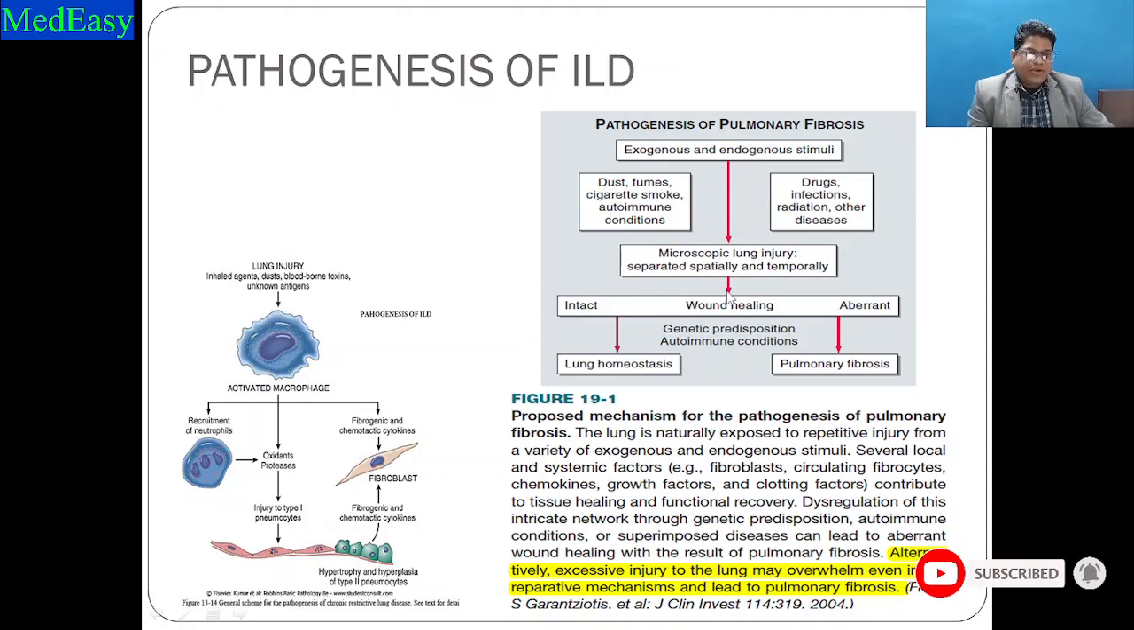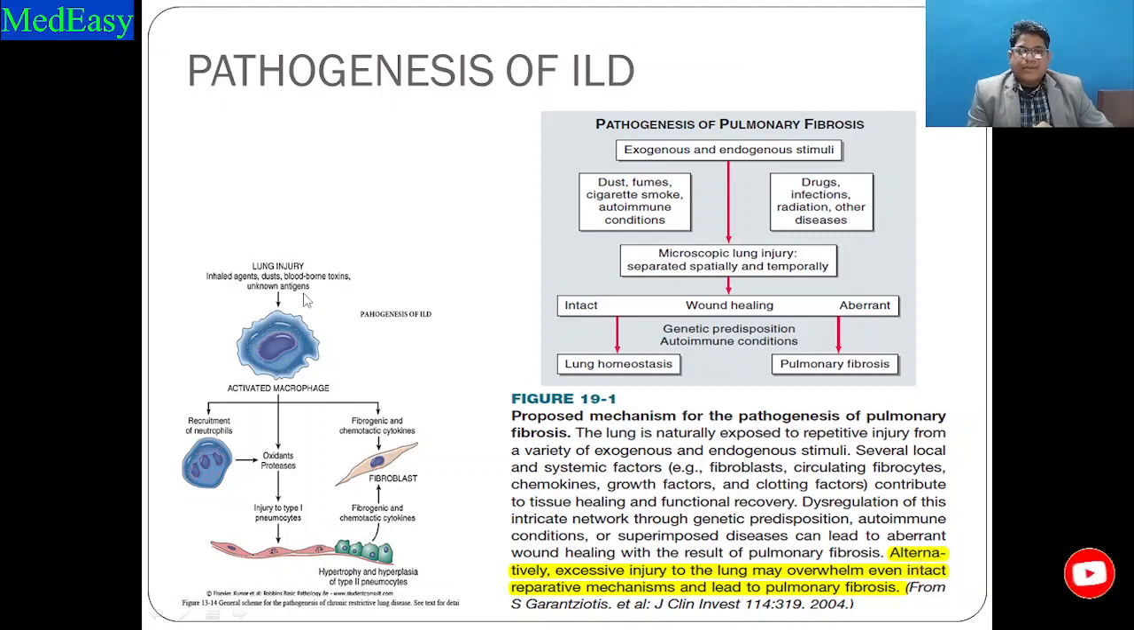And what will happen with wound healing? If wound healing remains intact, lung homeostasis will be maintained. But if wound healing is not proper, is delayed, or is not happening properly, that will lead to pulmonary fibrosis. There also comes a role of genetic predisposition and some autoimmune conditions.